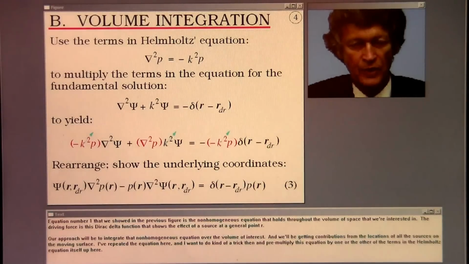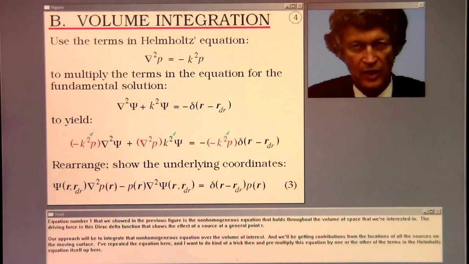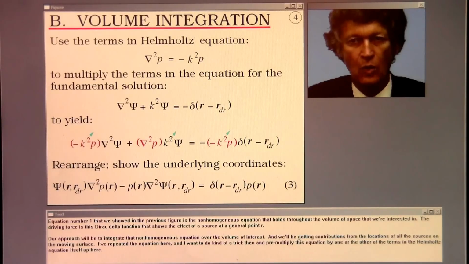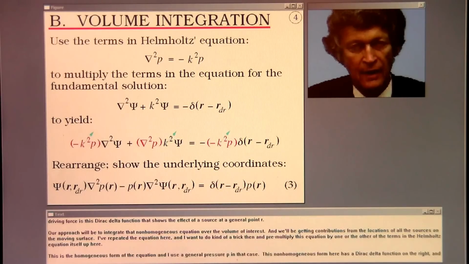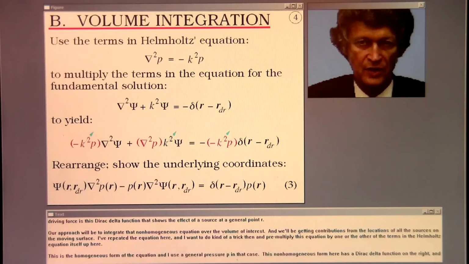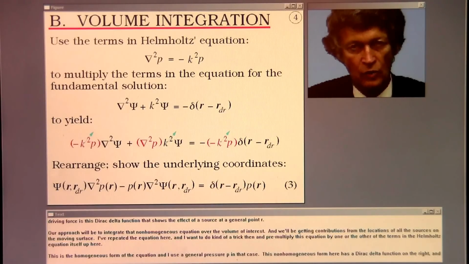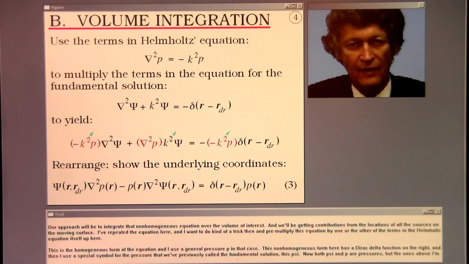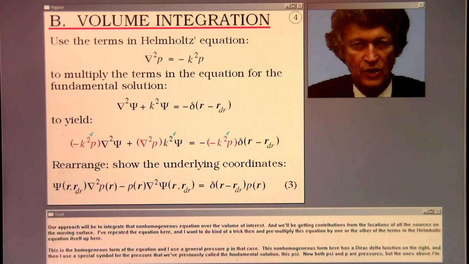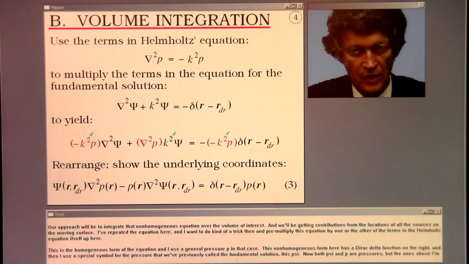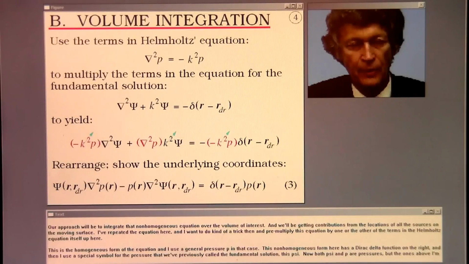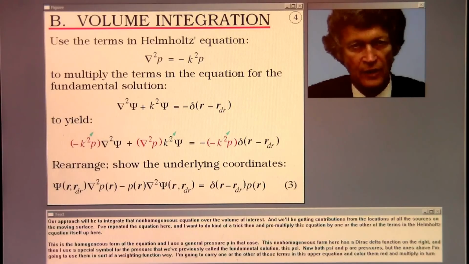Equation number 1 that we showed in the previous figure is the non-homogeneous equation that holds throughout the volume of space that we're interested in. The driving force is this Dirac delta function that shows the effect of a source at a general point R. Our approach will be to integrate that non-homogeneous equation over the volume of interest. And we'll be getting contributions from the locations of all the sources on the moving surface.